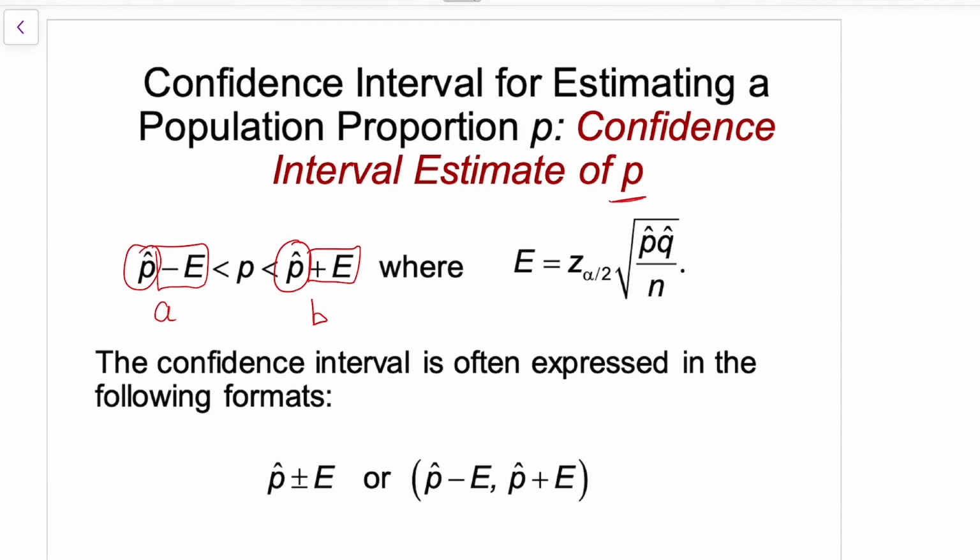That will give us our actual interval. And again, E, our margin of error, will be this formula that we had from above. So let's do an example of this. Let's construct a confidence interval.